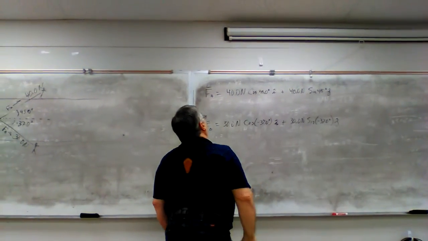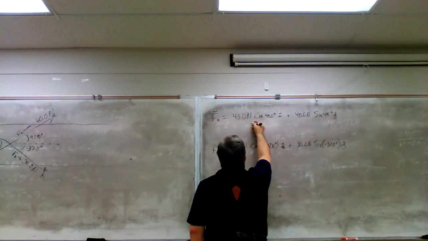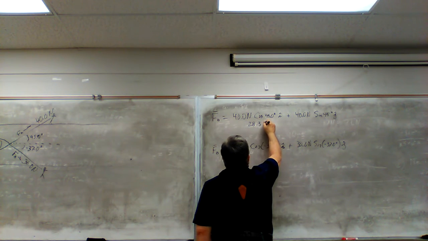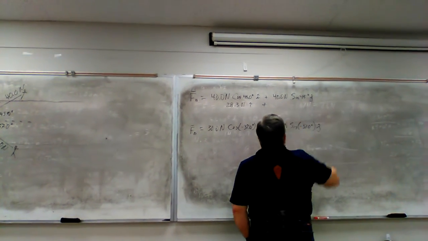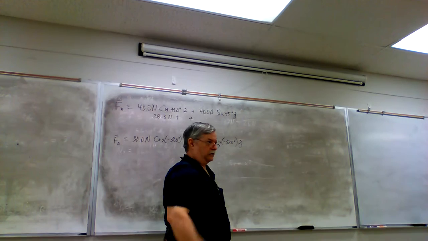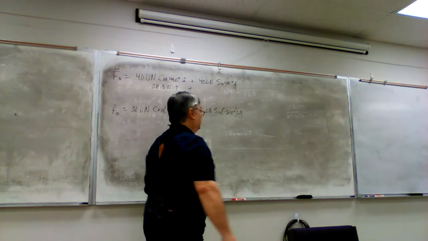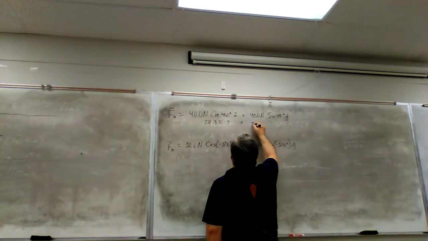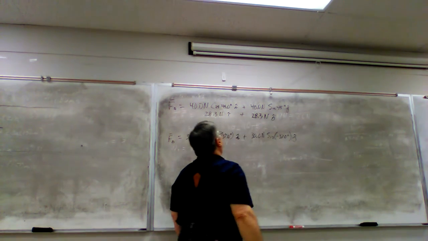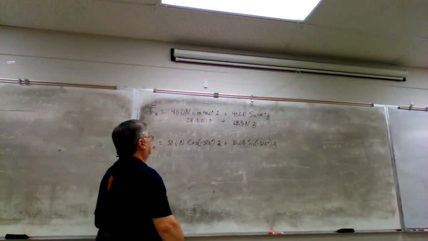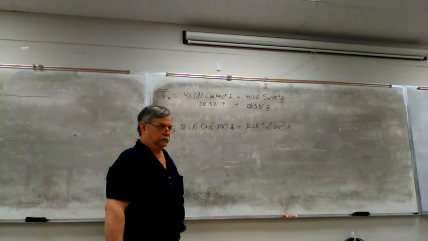All right, what's this first term here? 40 times cosine 45. 28.3 newtons I plus 40 sine 45 degrees without your calculator. 45 degrees, it's the same both ways. It's the midpoint. So it will be 28.3 newtons J. 30 times the cosine of minus 37 degrees.